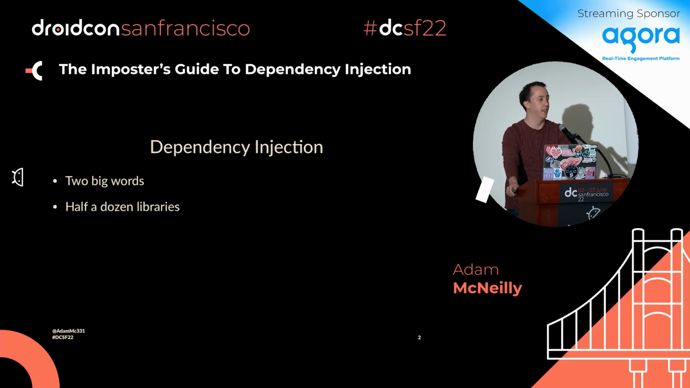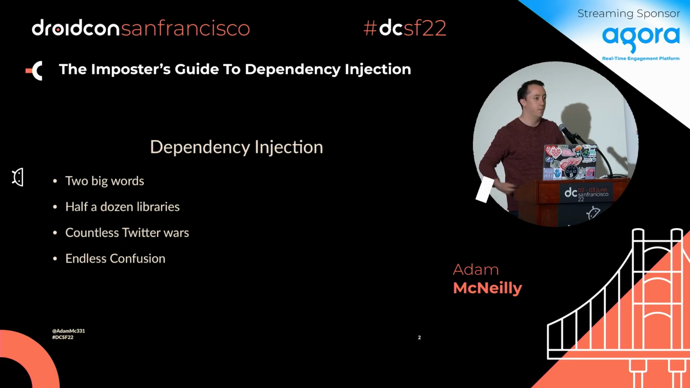We've got half a dozen libraries out there that are designed to try to solve this problem, from Dagger and Hilt and Koin and Toothpick and others I probably have forgotten the name of, which leads to countless Twitter wars. At least once a month, someone says, use this, and everyone says, no, use that. And then it just creates this endless confusion that none of us know what to do with. And it gives this feeling of imposter syndrome.